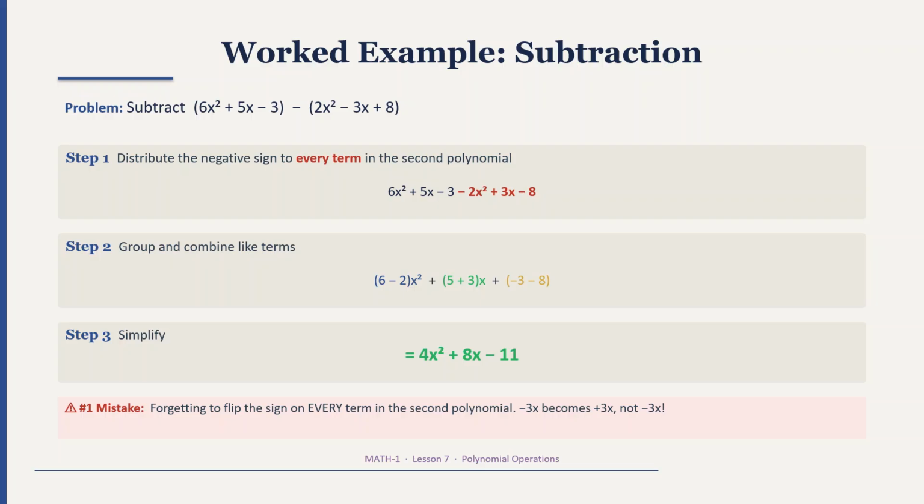Remember, the most common mistake in polynomial subtraction is distributing the negative to only the first term and forgetting the rest. Always flip every sign in the second polynomial.